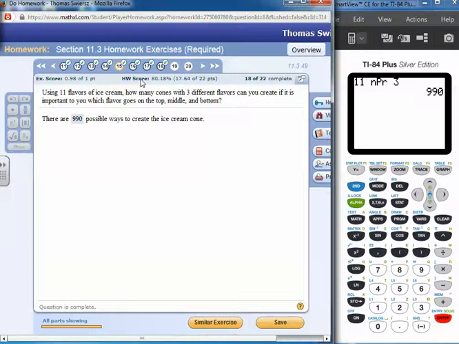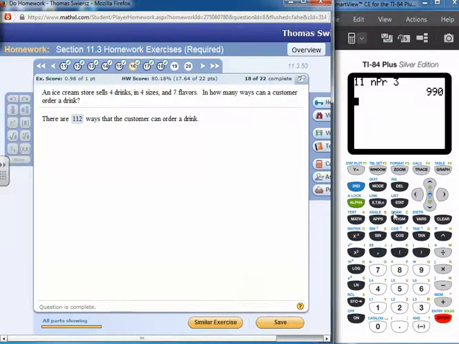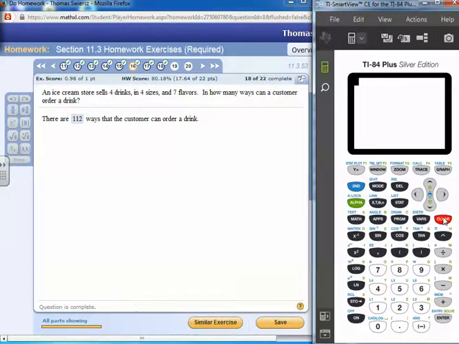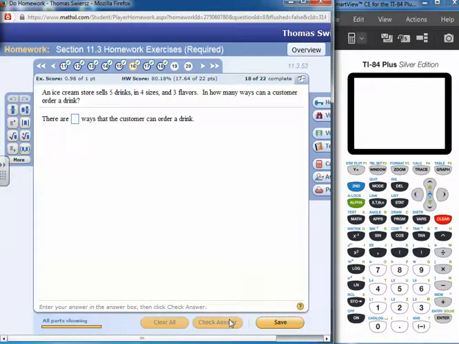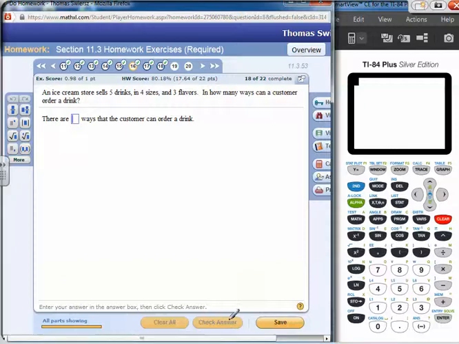All right, very good. Number 16. An ice cream, let's do a similar one. An ice cream store sells 5 drinks in 4 sizes and 3 flavors. In how many ways can a customer order a drink? Well, this one needs to be solved. You've got different choices, right?